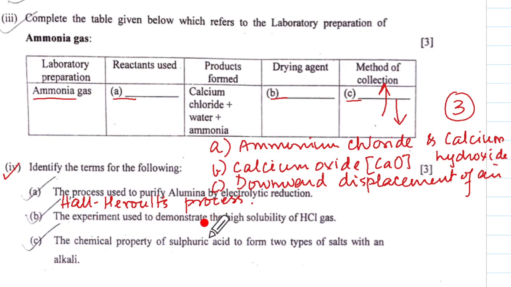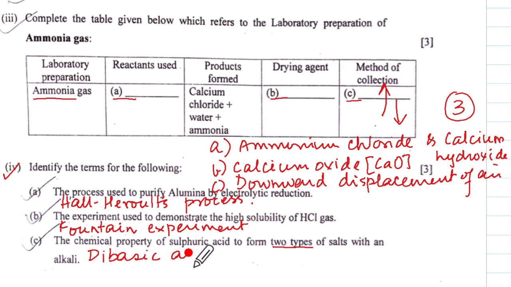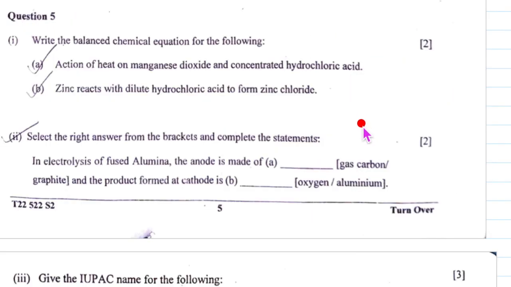What is our B answer? The experiment used to demonstrate high solubility of hydrogen chloride gas will be the fountain experiment. We come to C part, the chemical property of sulfuric acid, which forms 2 types of salts with an alkali. 2 types of salt means there must be 2 hydrogen atoms in a molecule of it. So that will be your dibasic acid. This is the property. And that should give you your 1 mark each, means 3 marks. Got that? That finished our question 4.